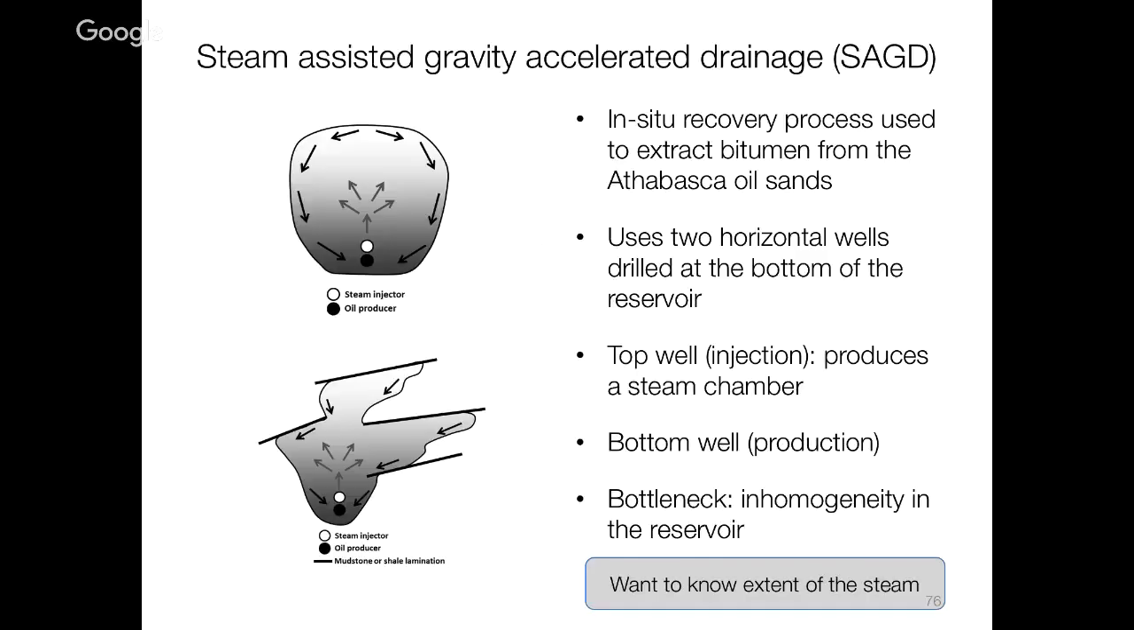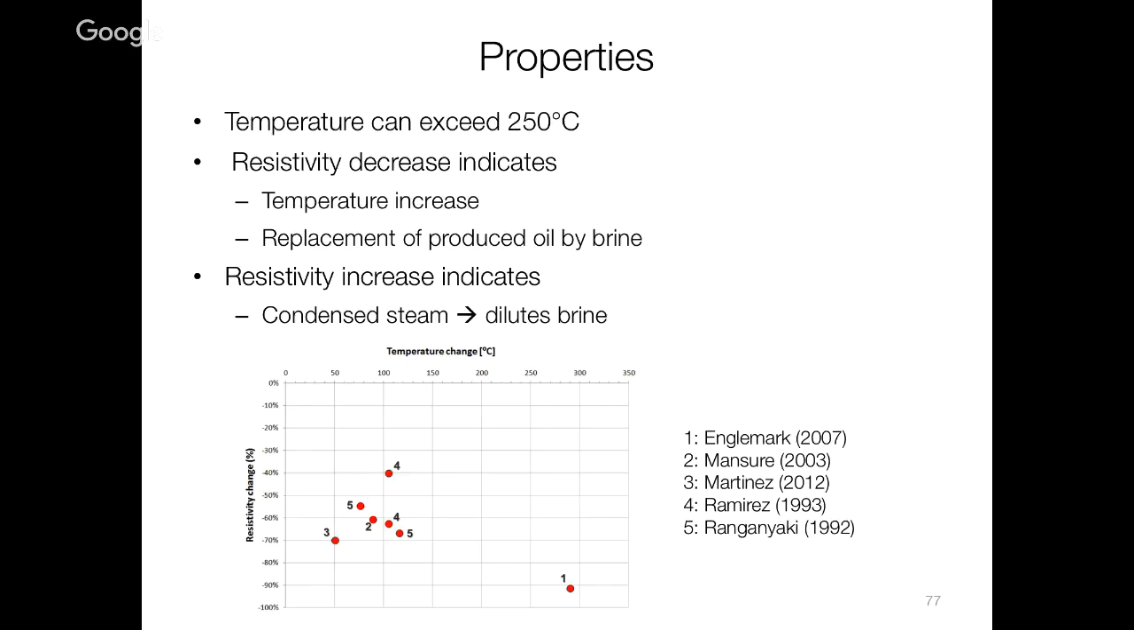That's basically the challenge here, and this was, as I say, kind of a proof of concept to see whether they could image. This is some indication of at least the resistivity decreasing. So this is resistivity change. These values are all negative, and this axis is temperature.